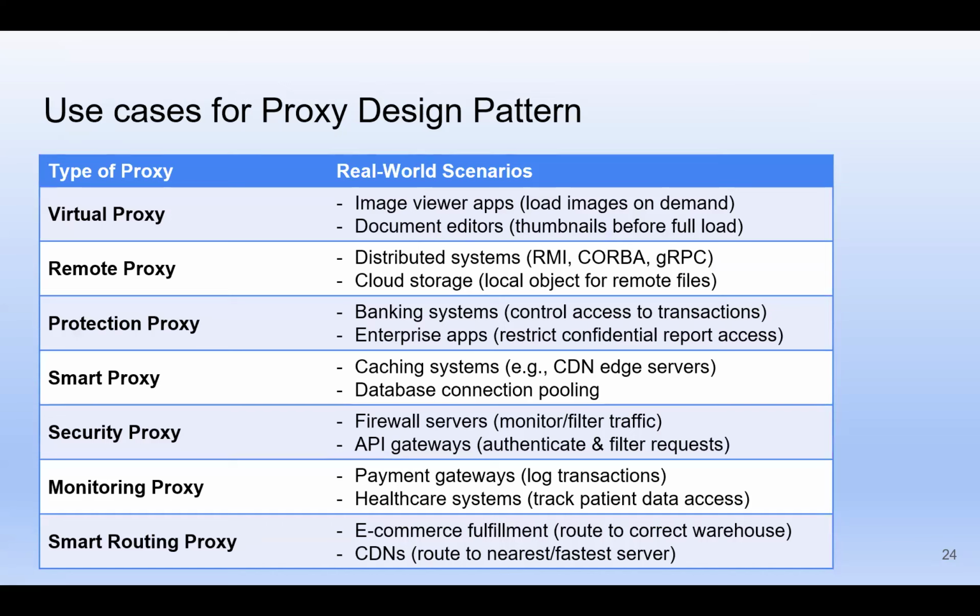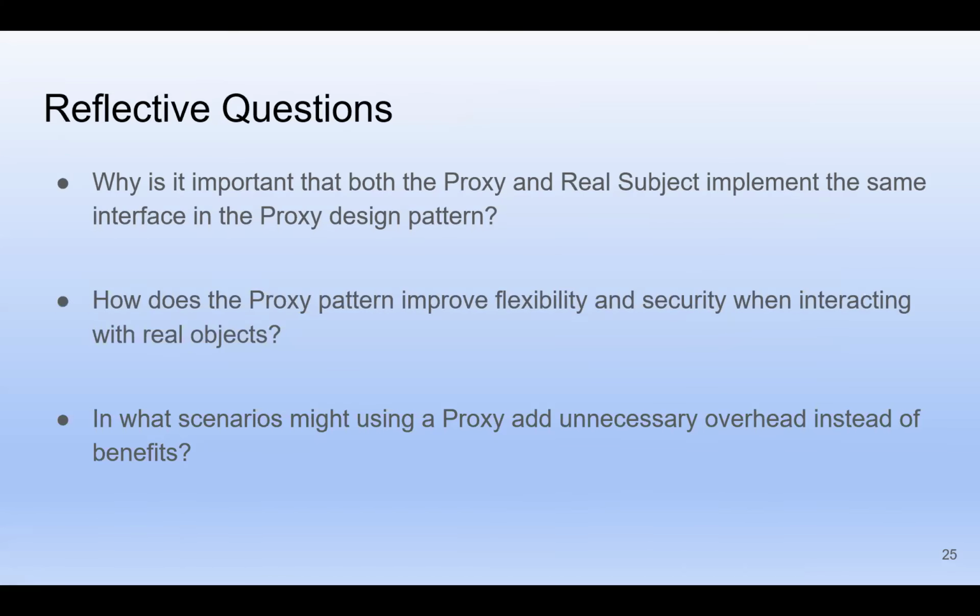So these are real world scenarios. Remember, we discussed a few. Image viewer apps, where images load on demand, which is a virtual proxy. Distributed systems like cloud storage use a remote proxy. Protection proxy, where banking systems control access to transactions. Enterprise apps like ERPs will have protection proxies. So these are other examples for the proxy design pattern. You can go through them and self-study other use cases.